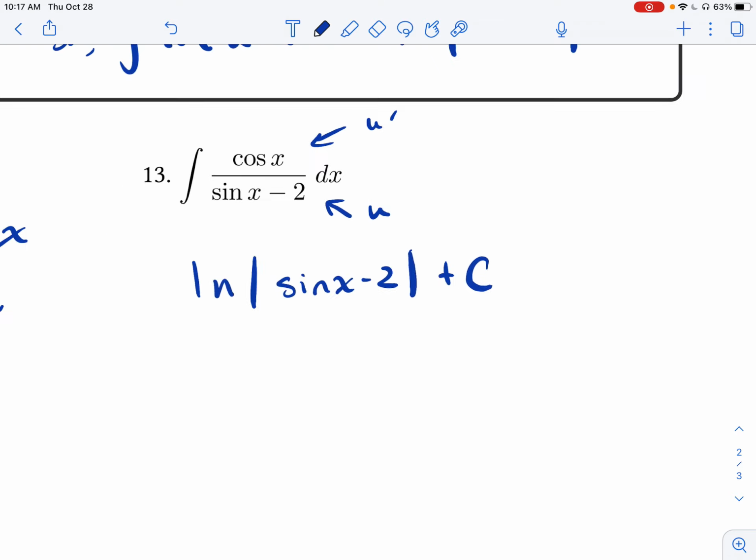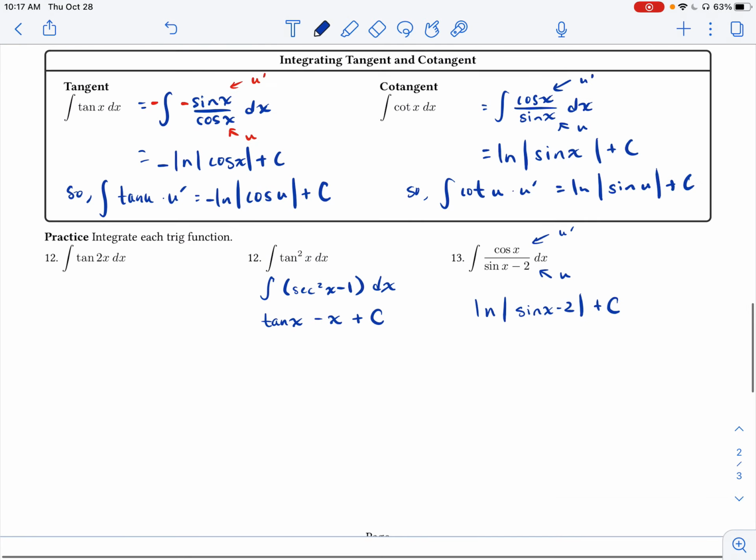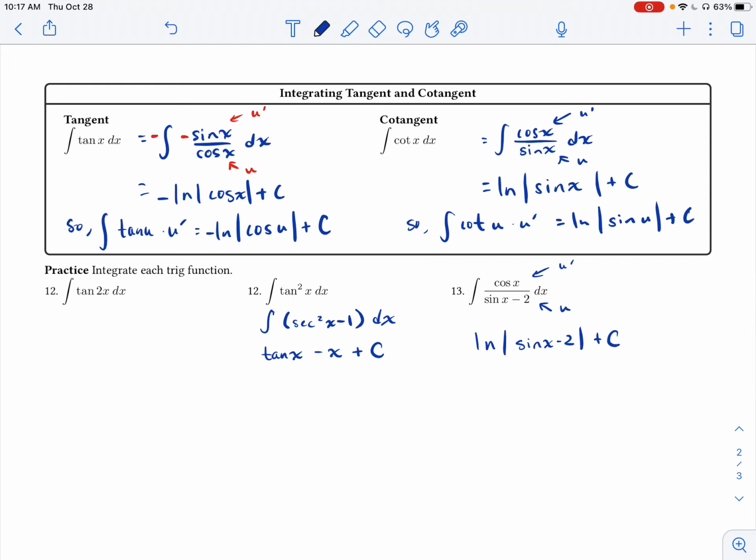All right? Hopefully this helps give you a sense of how to integrate functions that result in the natural log function.